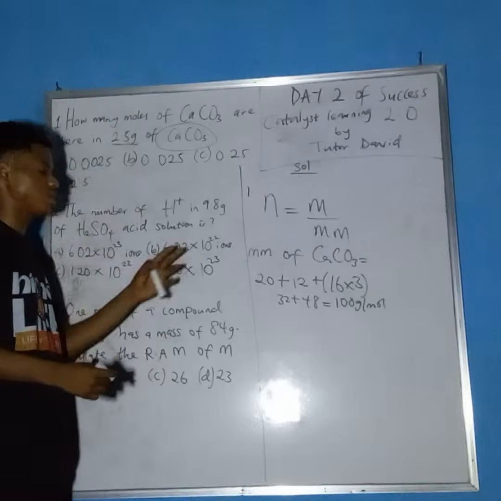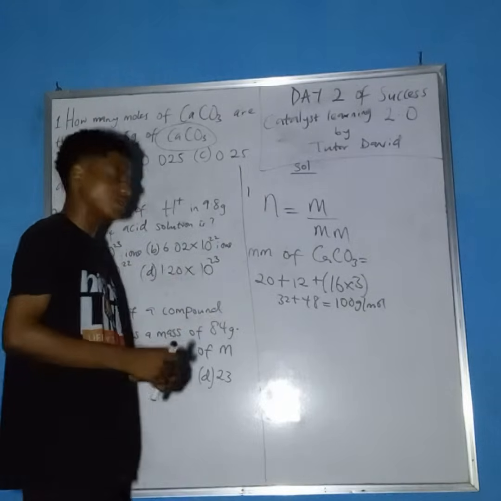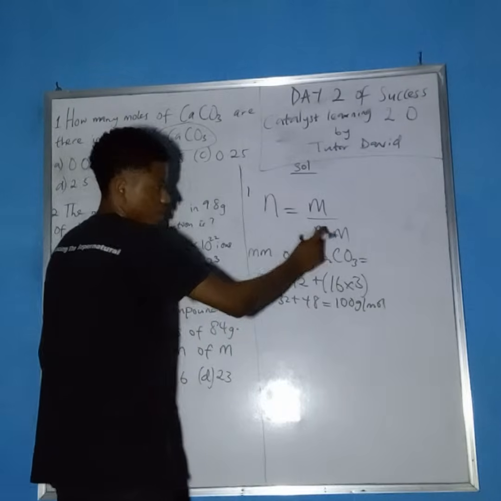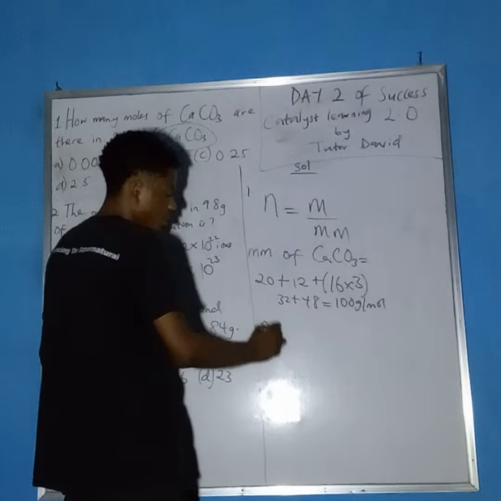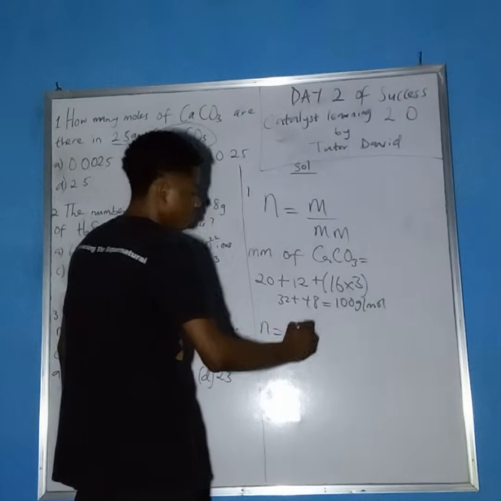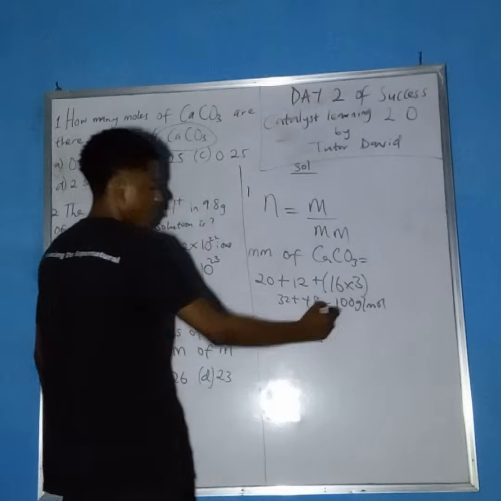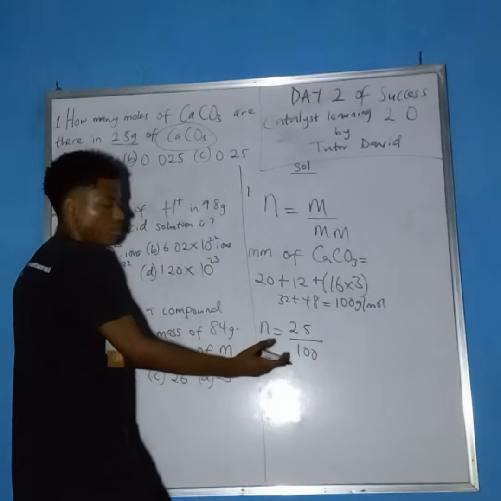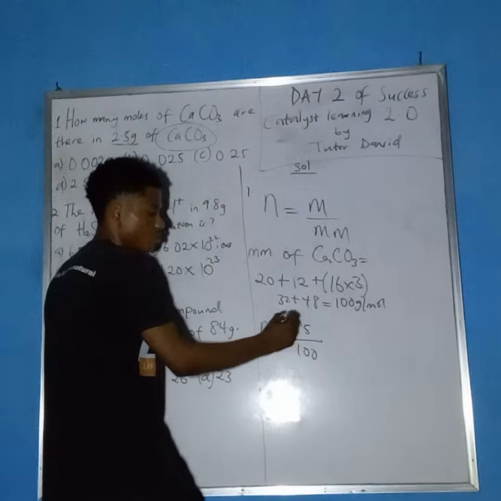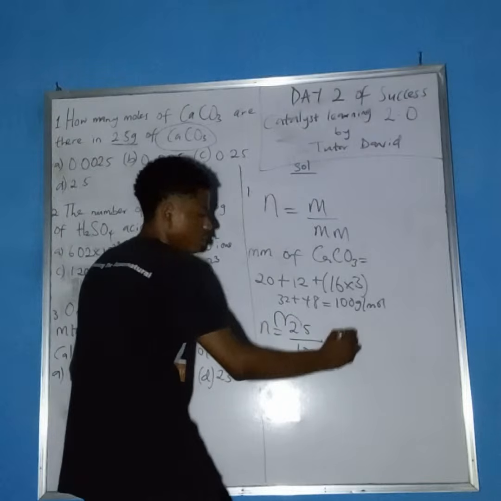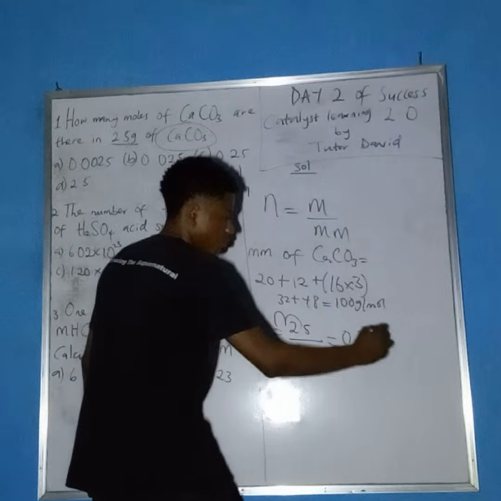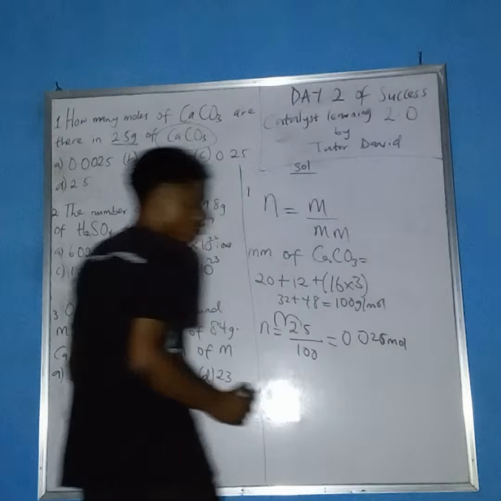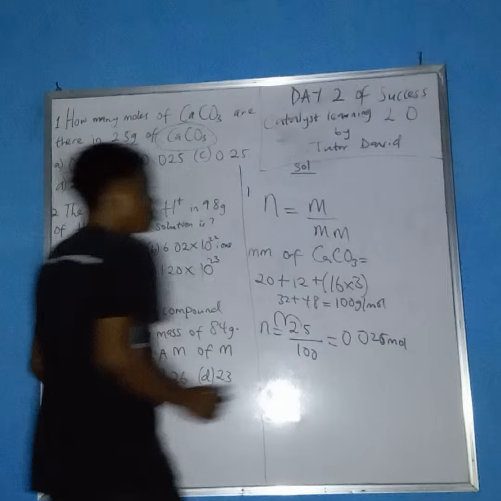Since we got 100 grams per mole, we can now solve. We have our mass and our molar mass. So our number of moles becomes the mass, which is 2.5 grams, divided by the molar mass, which is 100. This is basic arithmetic, and it becomes 0.025 moles. So the best option is 0.025 mole.